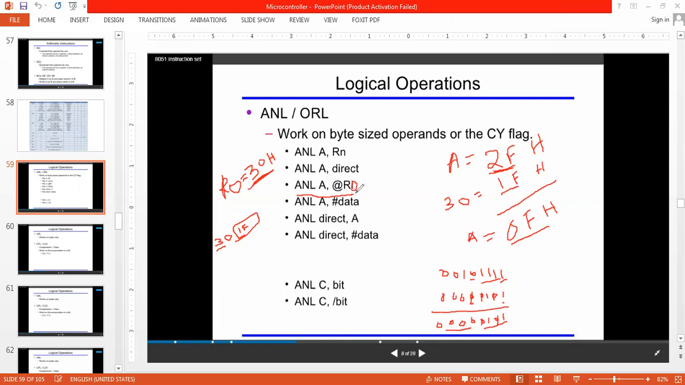What is present in R0? R0 value is 30H. But whether it is a data or address, because of this symbol, I have to consider the data as an address. It is not the data, it is the address. So at the R0 address, what is at 30H? What is there inside the 30H? It is 1F. So this is the actual value, 1F and 2F. So I will get 1FH, 0FH.